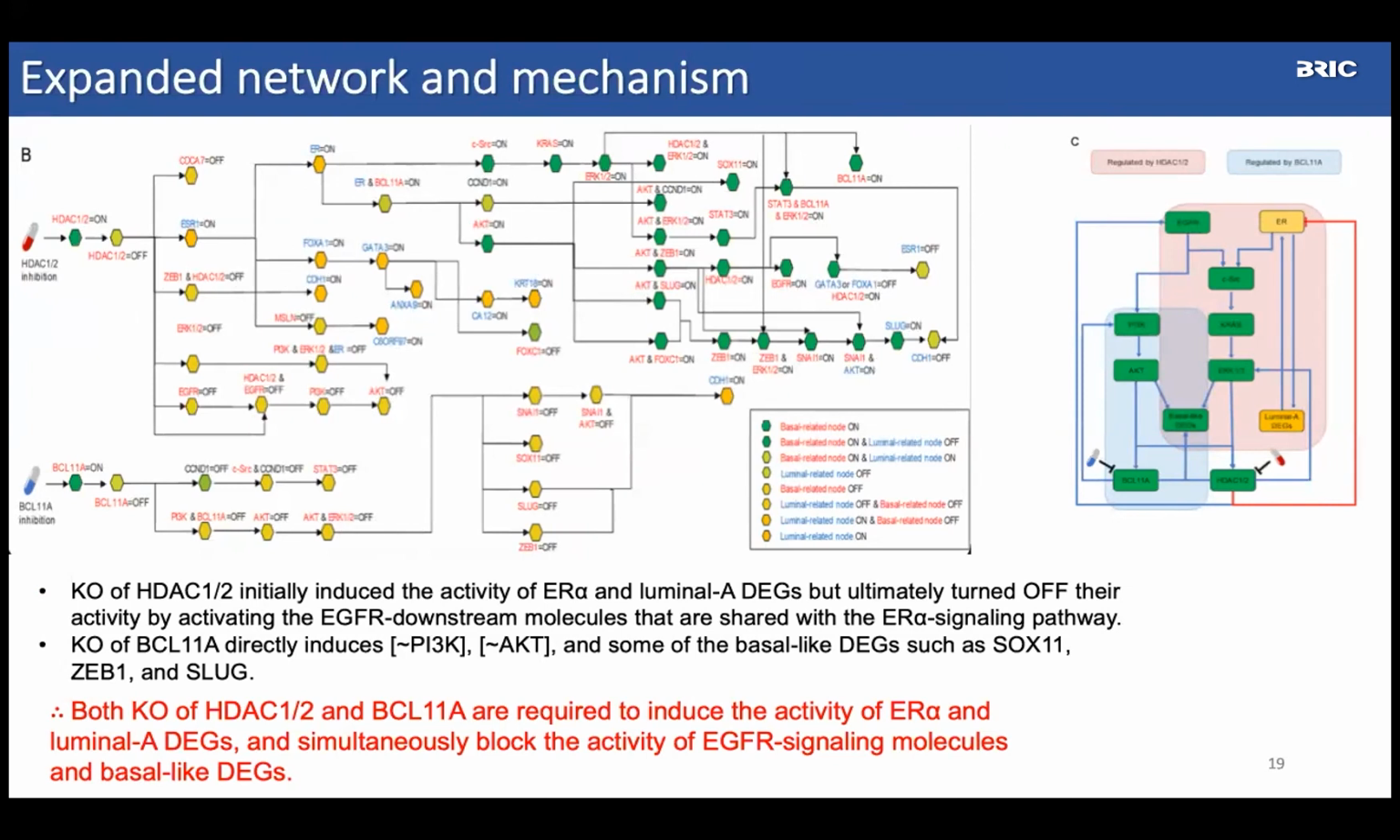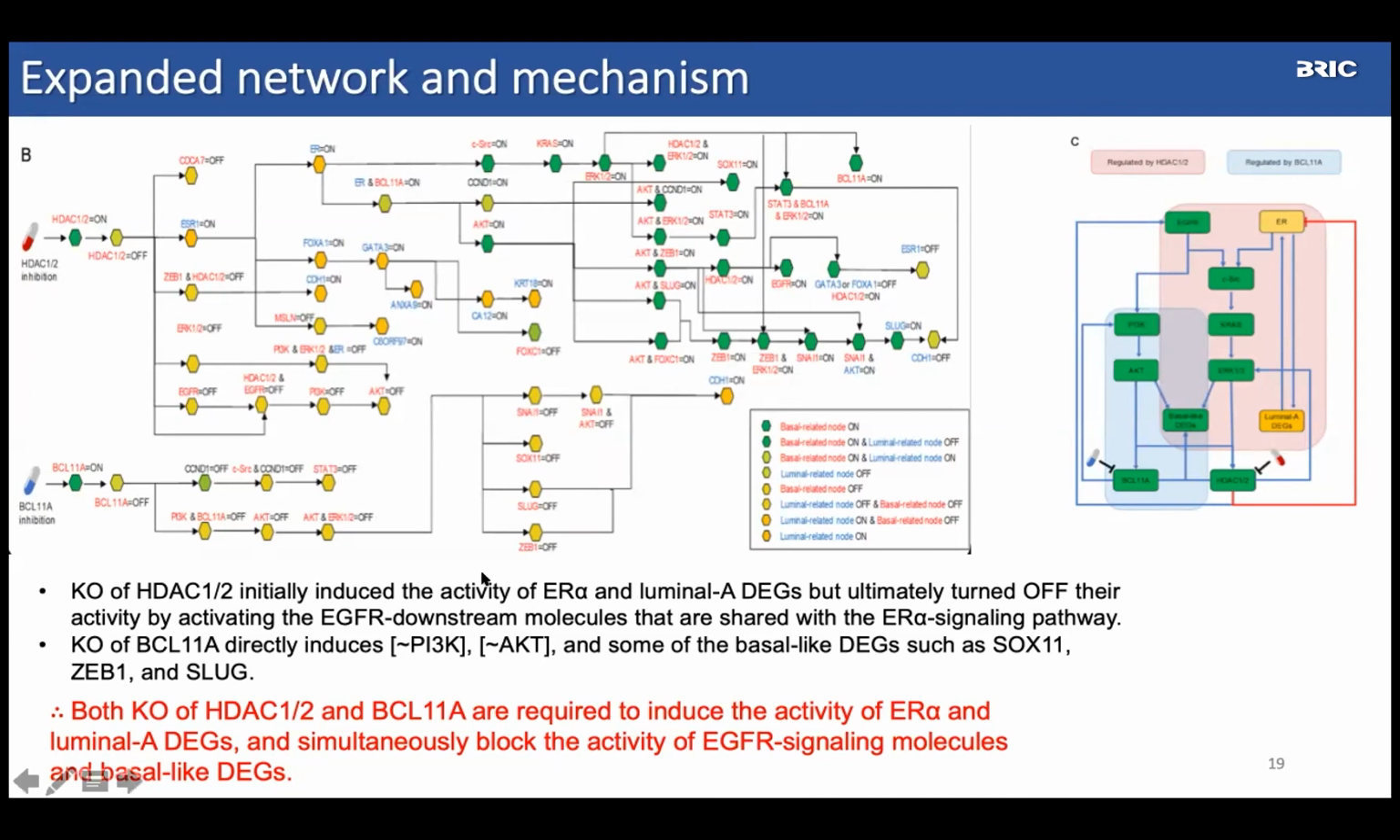As some of you might know, HDAC1 and 2 are histone deacetylase complexes 1 and 2, which are known as epigenetic regulators. So they are not just turning on the luminal A DEGs and related genes, they are also turning on EGFR and its downstream molecules and the basal-like DEGs as well. So it's kind of expected. As you can see from this mechanism, inhibition of HDAC1 and 2 alone is not sufficient to make the transition from basal to luminal A.